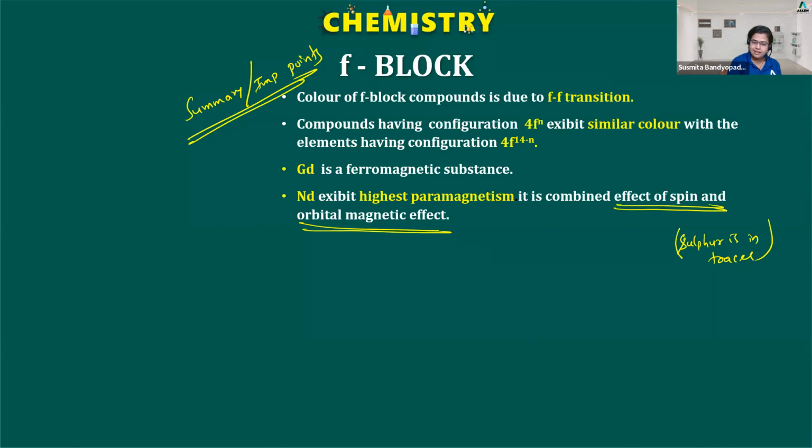Gd is the most ferromagnetic, Nd the most paramagnetic. 4f5 and 4f9 will have the same color. Color is due to f-f transitions. In the d block, d-d transitions, except KMnO4 and K2Cr2O7, which are charge transfer complexes. Wherever you see that they don't have any valence electrons in d or f and still show color, it is charge transfer complexes.